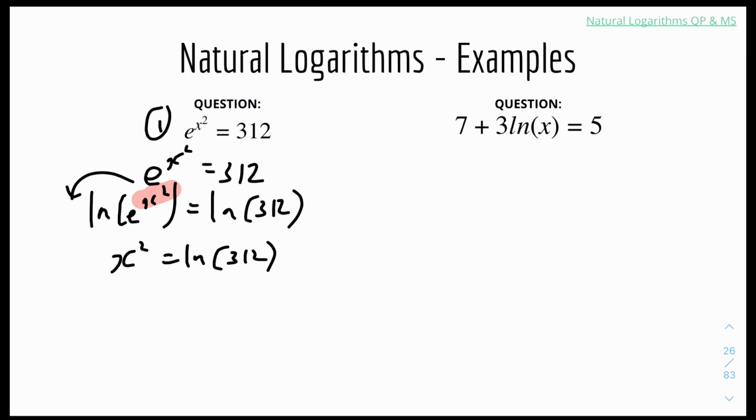To solve for x, you have to square root both sides to get rid of this square right here. So the square root of x squared equals x, and the square root of ln 312 just stays as the square root of that. You can't simplify it further, so it'll just be this. Some people prefer to write a bracket, and some people don't. I like to write brackets because it looks much neater.